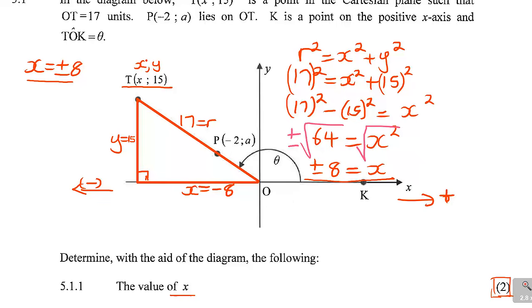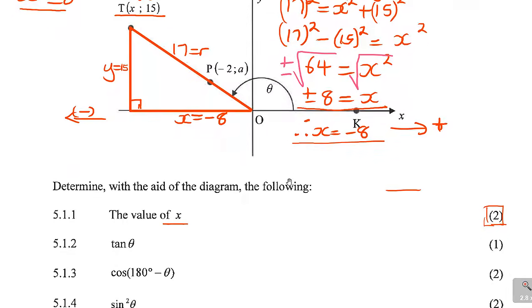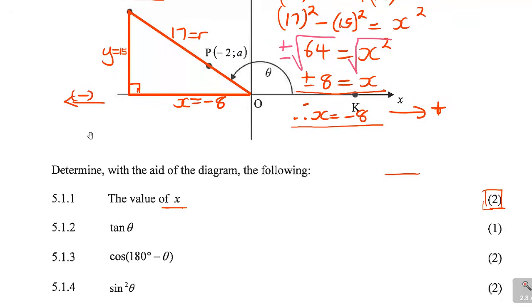So here you can say, therefore, x is equal to negative 8, because the question here was find the value of x. And you can conclude, after the calculations, that x is equal to negative 8, as you can see. So that is the first part. Let us move on to look at question 5.1.2.